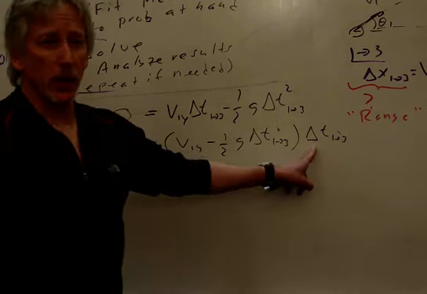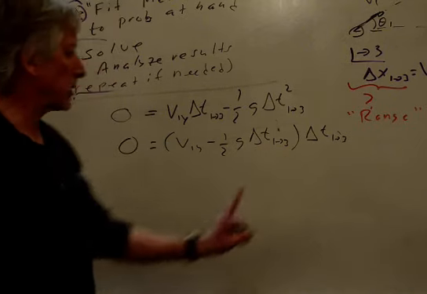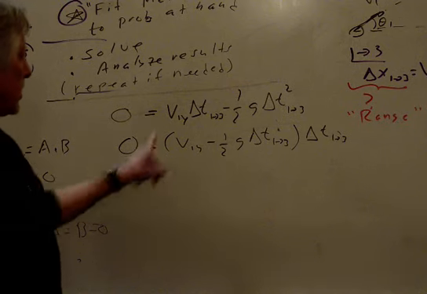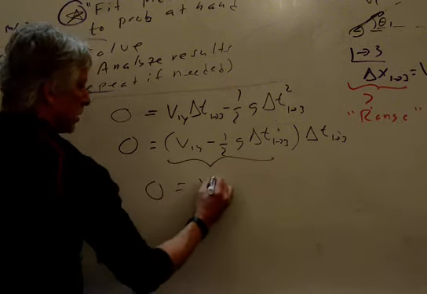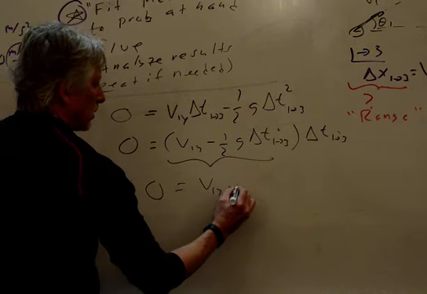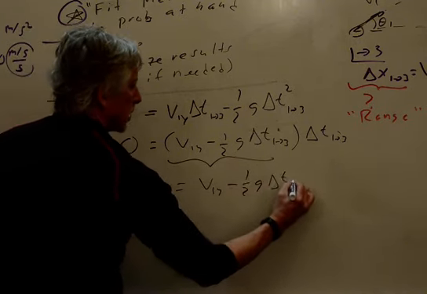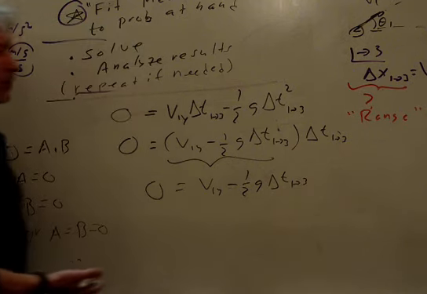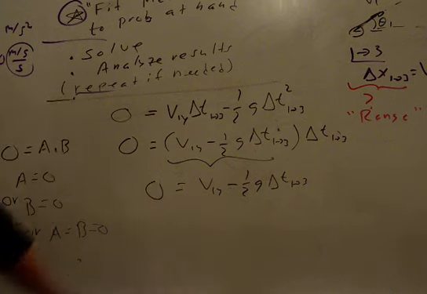If delta t is 0, then I didn't really have two states. So that's not true. So this logic says that this part must equal minus 1/2 g delta t 1 to 3. That must be 0. Now I couldn't memorize that. I just worked from the basics, and there I go.